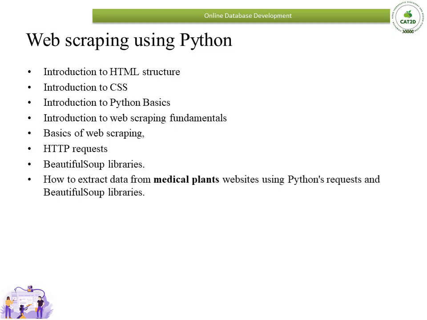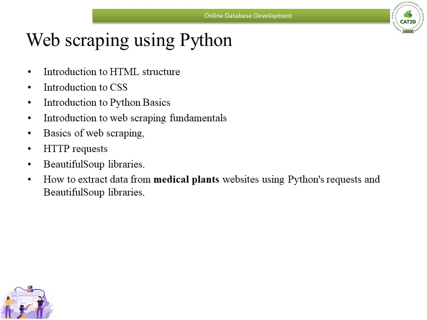Secondly, it helps in having access to real-time information. That is, it enables researchers to access the latest findings and updates on medicinal plants, ensuring that their drug discovery efforts are based on the most recent information. Thirdly is efficiency and speed. By automating the data collection process, web scraping saves significant time and resources. Researchers can quickly gather and analyze large data sets, accelerating the pace of drug discovery.